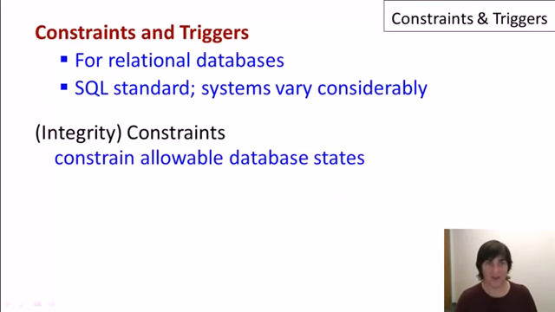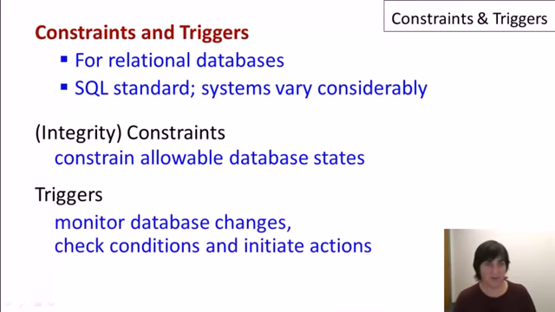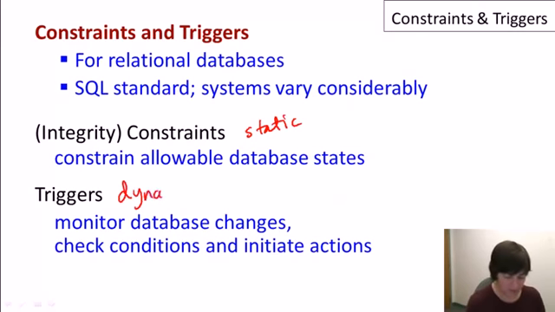Constraints are also known as integrity constraints, and they constrain the allowable states of the database. Triggers are a little different. Triggers monitor changes to the database, and when they're activated, they check conditions over the data and possibly automatically initiate actions. So we can think of constraints as a sort of static concept over the allowable states, whereas triggers are more dynamic.